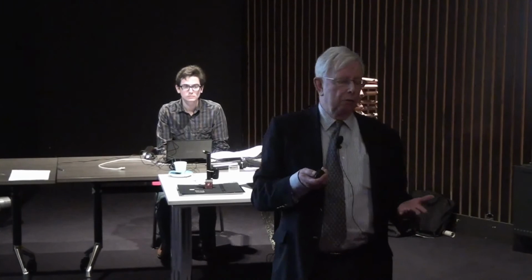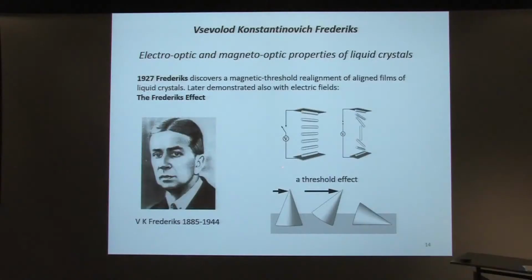Now, an optical switch is the fundamental aspect of any electronic system of display or communication. And so this had a lot of potential, as we'll see later. This is a threshold effect. That is, you apply a voltage and nothing happens until it reaches a certain value, and then the change occurs. And in fact, the switch back is driven not by a field, but by elastic torques on the molecules, or rods, as I've represented them here, from the treatment on the surfaces. So this is the Fredericks effect, and he actually initially discovered the effect using magnetic fields.